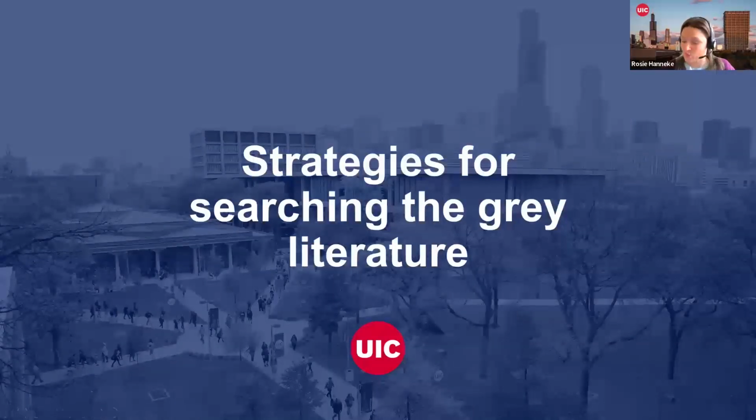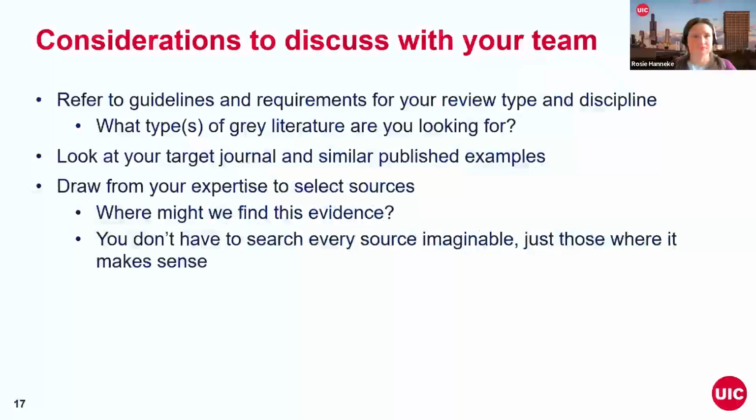All right, so that's why we should search it. Now we want to know, how do we search it? Before you do a gray literature search, you want to talk this over with your team when you're at the protocol development stage. So what type of review are you doing? Are there guidelines, like in the previous slides, that you can refer to, to provide you with some instructions on what you need to look for?